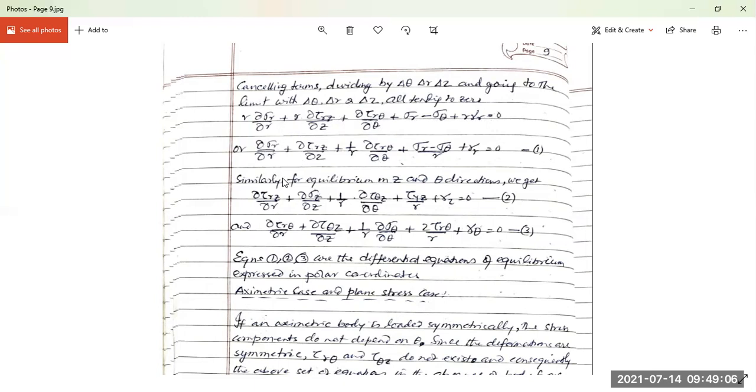This equation reduces to, if we divide by r, this is 1 by r, this r is reduced, 1 by r is here, this is also r by gamma into r itself. Similarly, we consider the equilibrium in the z and theta direction, and we get a similar equation like this. These 1, 2, and 3 are defined as the differential equations of equilibrium expressed in polar coordinates.